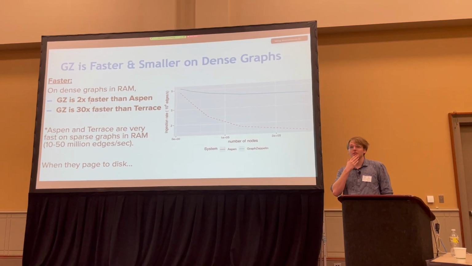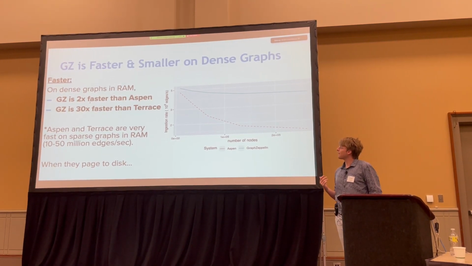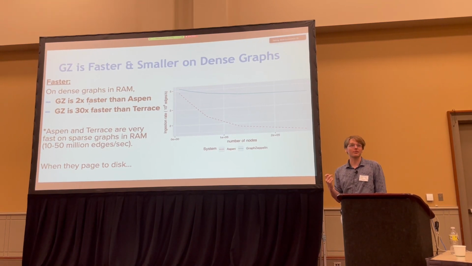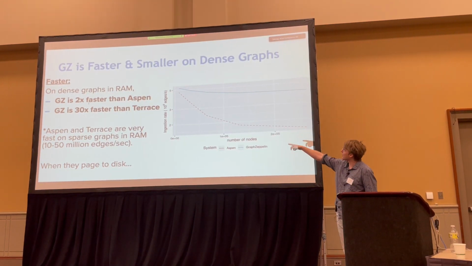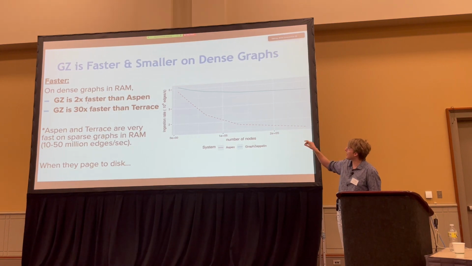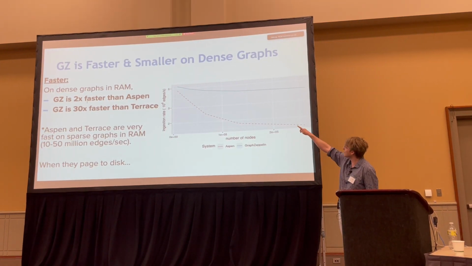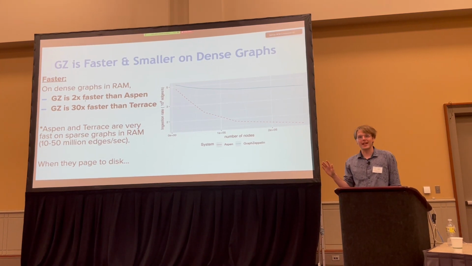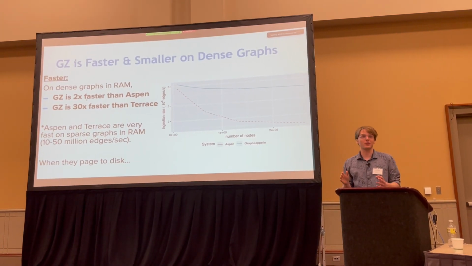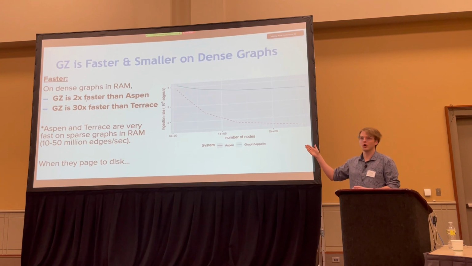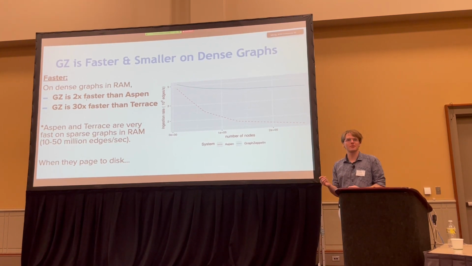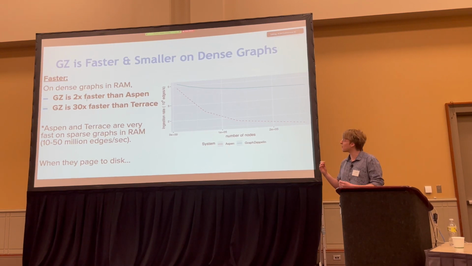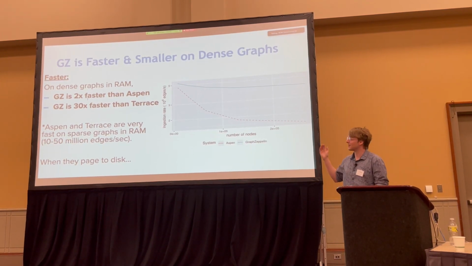Similarly, it's faster on these dense graphs as well. We saw that when we kept the data structures in RAM, it was twice as fast as Aspen and over 30 times faster than Terrace. So here we see this plot. This is log scale. You can see how as the size of graphs increases, the gap in speed between GraphZeppelin on the top and Aspen on the bottom increases. And I just want to note again that Aspen and Terrace are optimized for sparse graphs. And so in their own papers on different hardware, they report 10 to 50 million edges per second, which is significantly faster than any of these systems got on these dense graphs. But in the more general case of dense graphs, GraphZeppelin is faster.